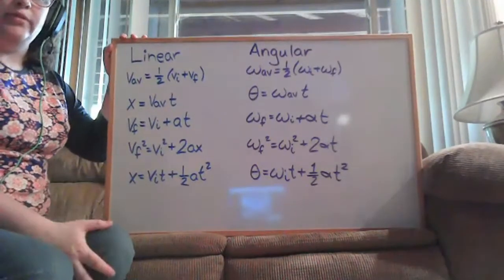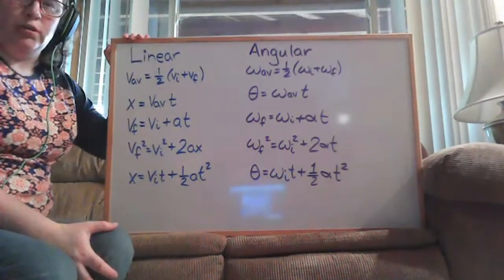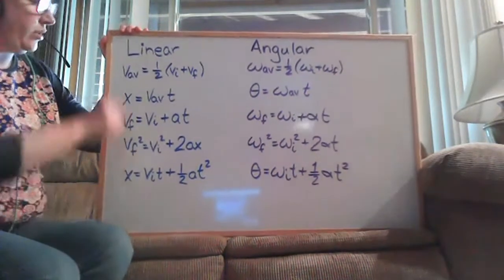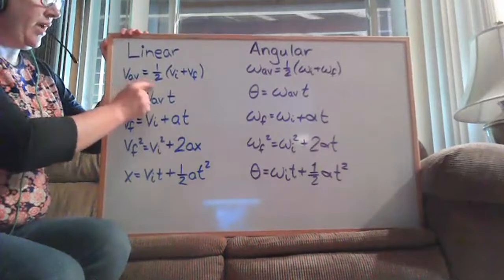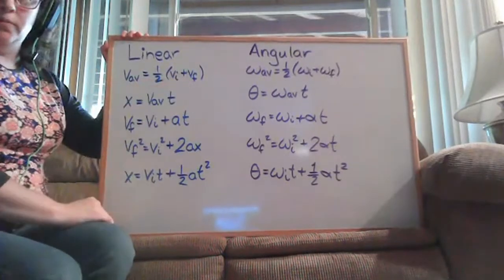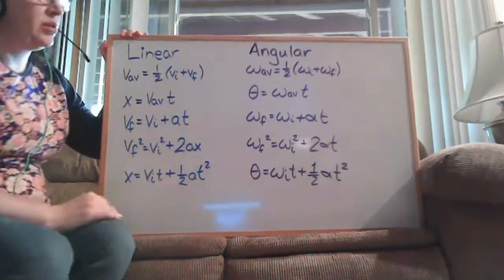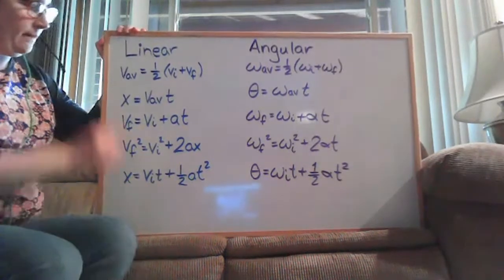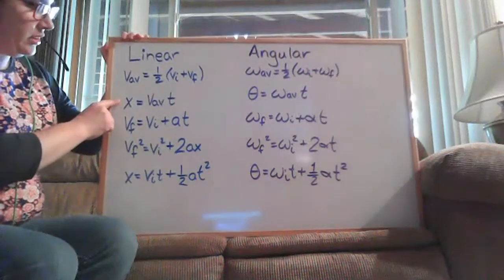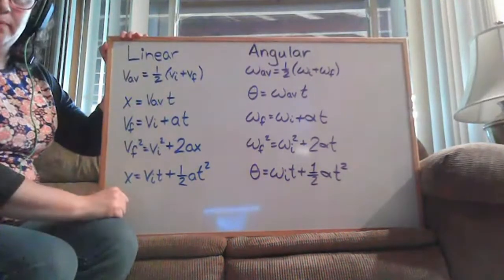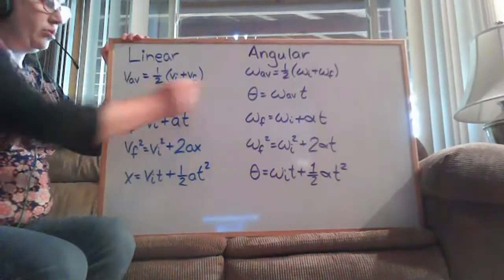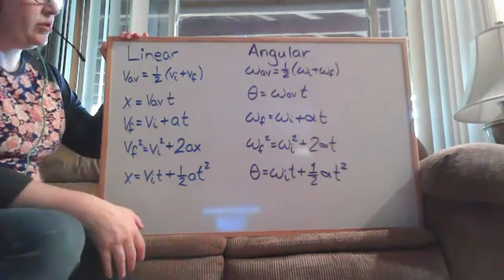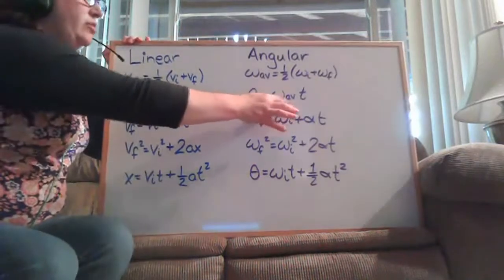I wanted to talk to you about the difference between linear and angular motion. If you look, these equations are pretty similar. In this one, average velocity is equal to 1/2 times velocity initial plus velocity final. In this one, average angular velocity is equal to 1/2 times the angular velocity initial plus the angular velocity final. In this one, the position is equal to the average velocity times time. And for your change in position, your change in arc length is equal to the average angular velocity times time.